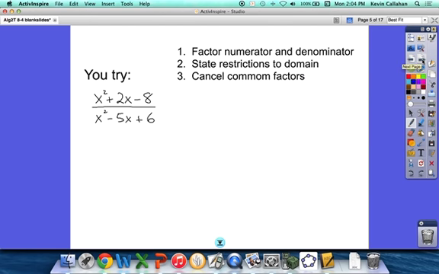Okay. So you try this one. It'll be a you try to be handed in. You've got the reminders of what to do right there. Take it one step at a time.